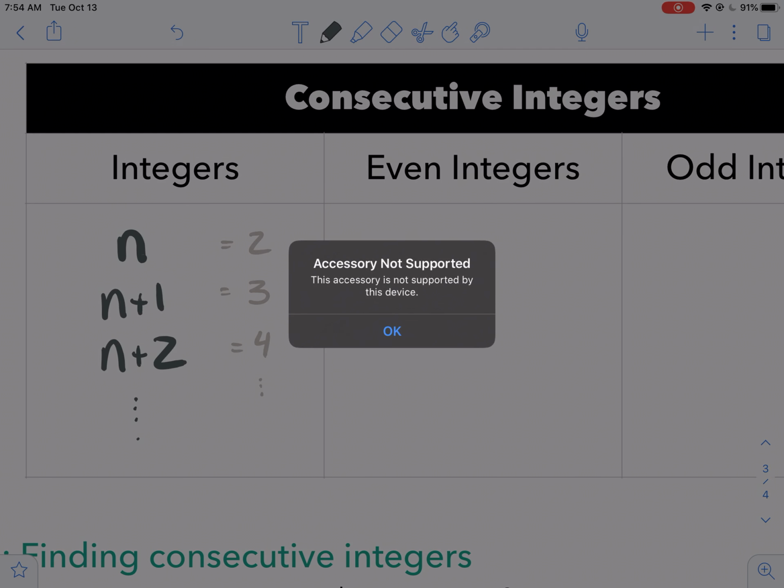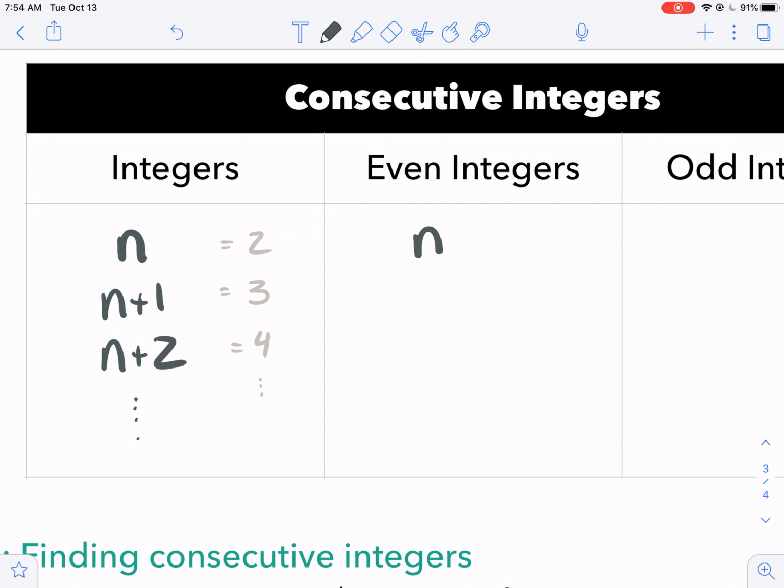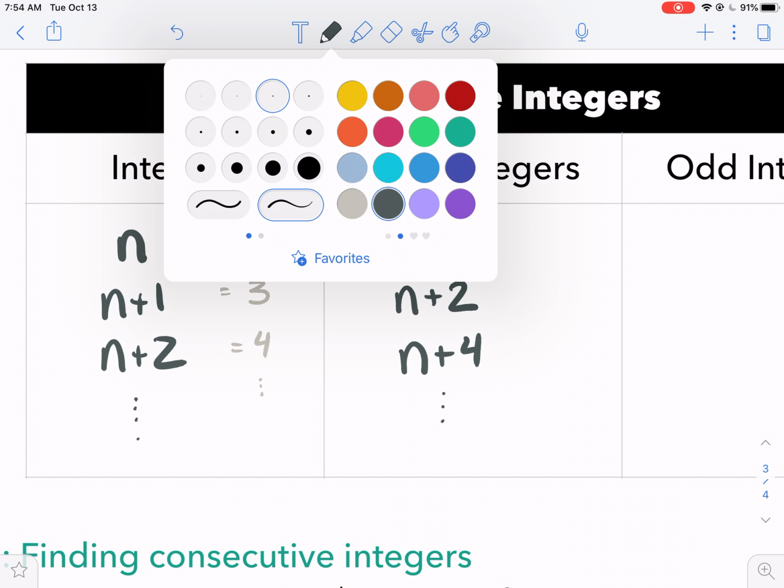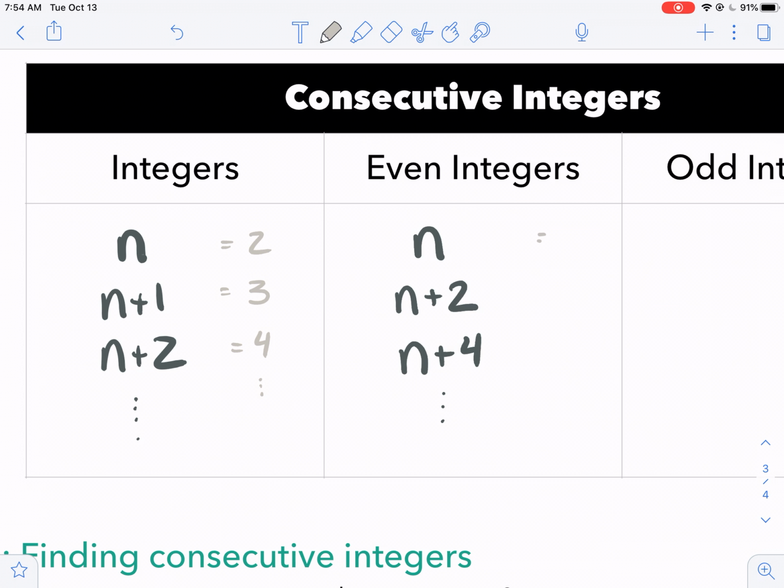What if I want you to find even integers? Then you take your starting one, and then you add 2. And from there, you add 4. Why does this work? Let's say we're starting with 8. The next even number is 8 plus 2, which is 10. And the next even number is 8 plus 4, which is 12. And so on and so forth.